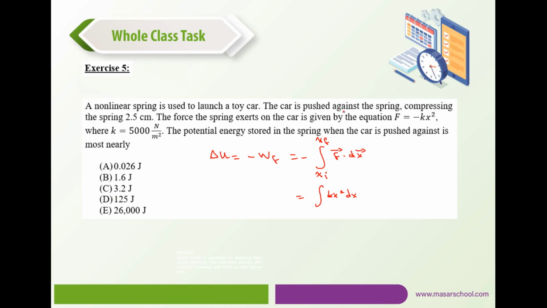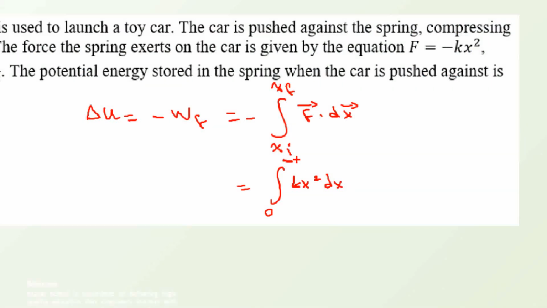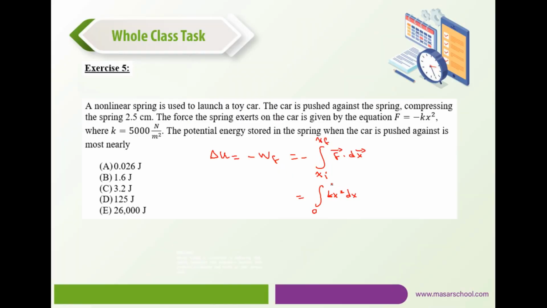Now here they're telling us the car is pushed against the spring, compressing the spring by 2.5 centimeters, which means initially we started from the equilibrium, and because we're compressing, we're going to 2.5 centimeters. Notice that this should be converted into meters, which is the SI unit, and this is given by 0.025, and that would be here minus 0.025 because we're compressing.